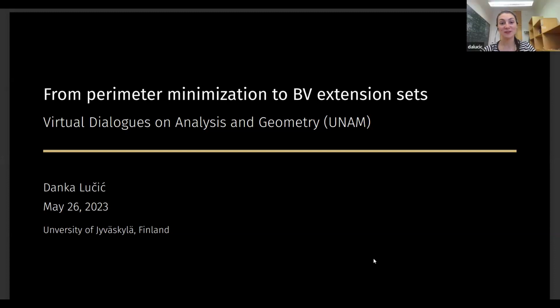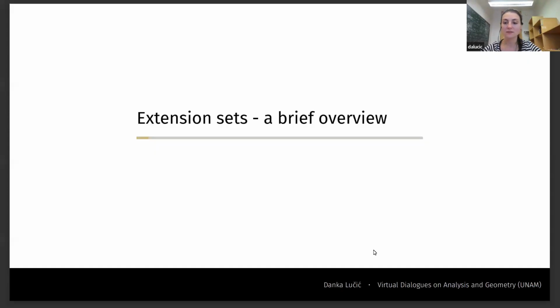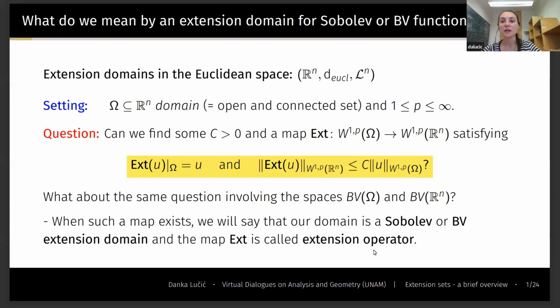Thank the organizers for inviting me to give this talk. It's really a pleasure. Today I'm going to speak about BV extension sets in a general setting of metric measure spaces. But to introduce you to the topic, let me start with a brief overview of what happens in some more familiar setting, that is that of Euclidean space.